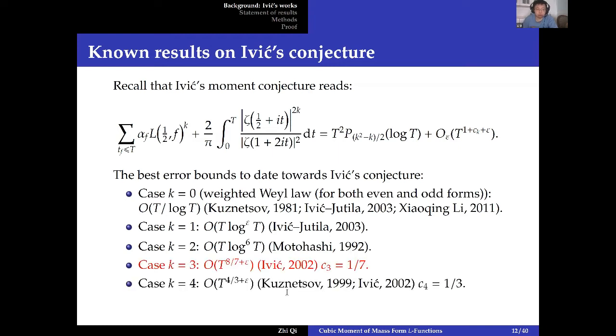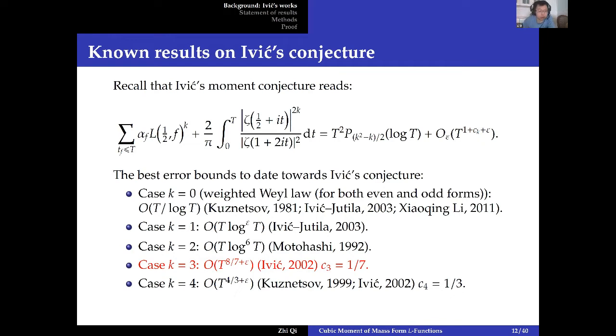And for k equal to 3 and k equal to 4, these are due to Ivic and also Kuznetsov. They prove that C3 is 1/7 and C4 is 1/3. Okay, so in these two cases, they didn't get the strong Ivic conjecture. So they proved it to be 1/7 and 1/3.